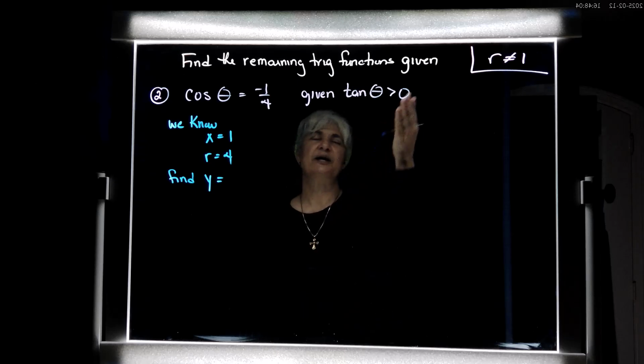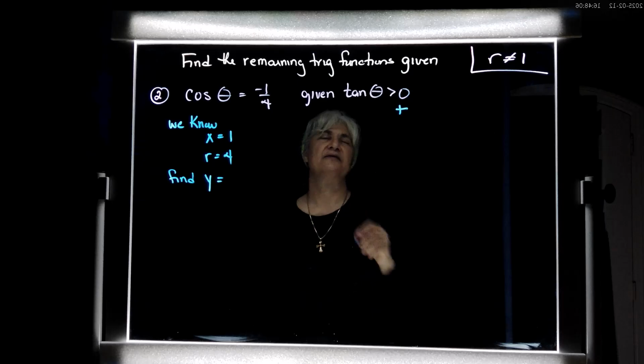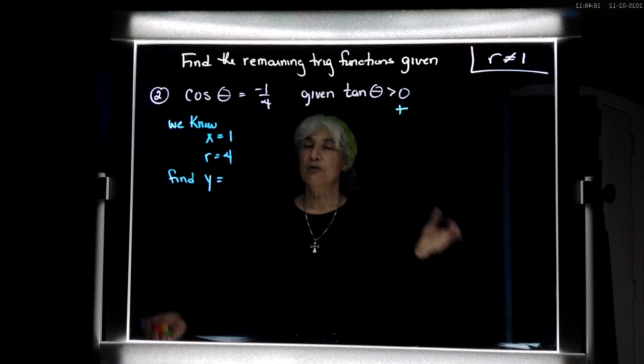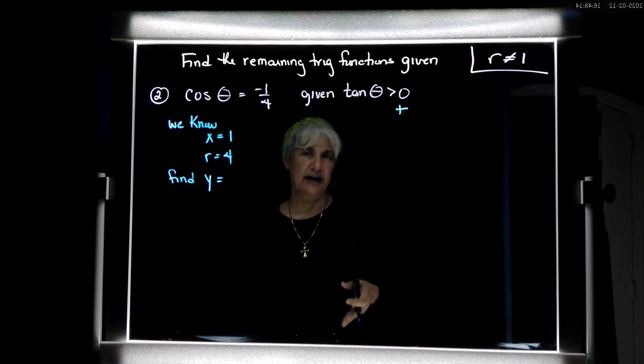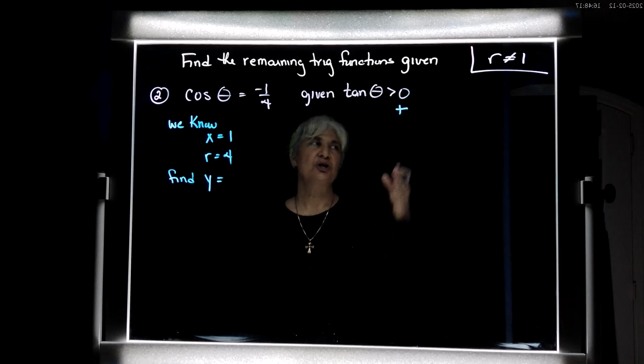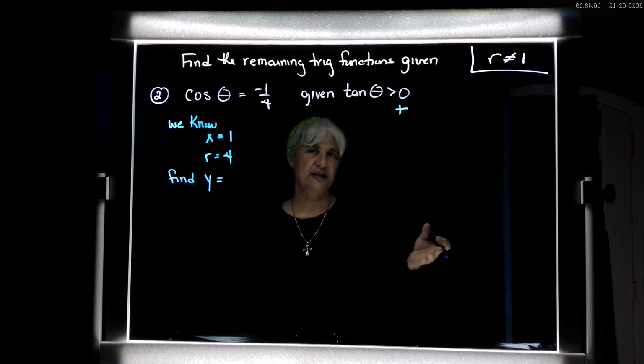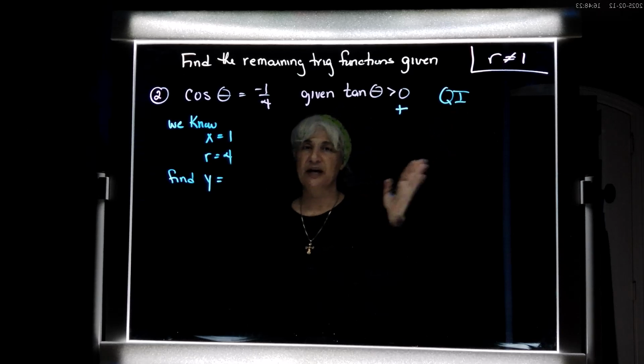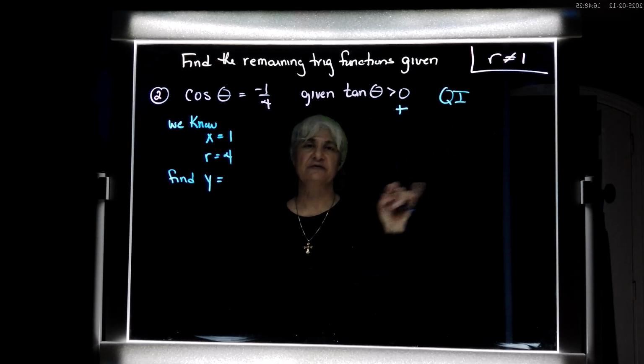Well, if it's greater than 0, that means it's positive. Okay, so here's the question. Which quadrants have tangent being positive? Remember, tangent is y over x. So would quadrant 1 give me a positive tangent? Sure, it would, because they're both positive. X and y are both positive, will give me positive tangent.